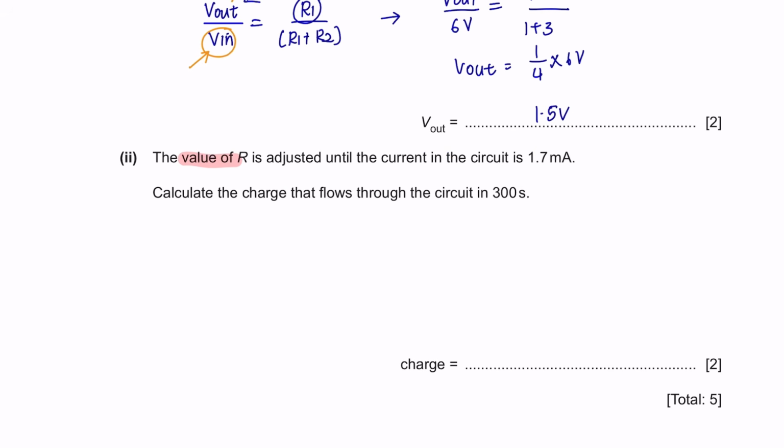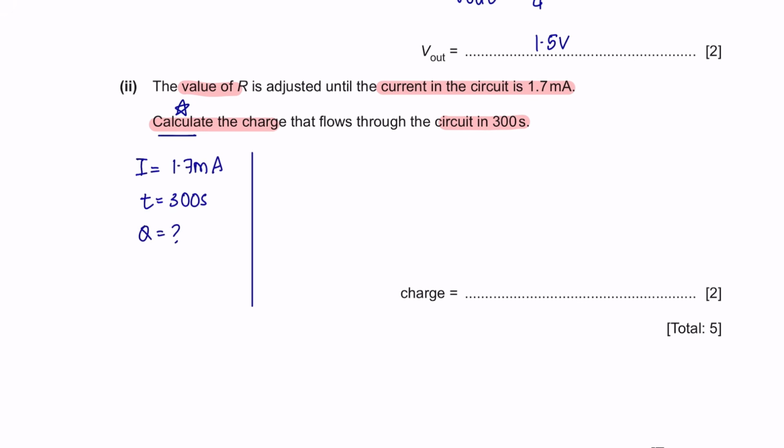Part 2. The value of R is adjusted until the current in the circuit is 1.7 milliamperes. Calculate the charge that flows through the circuit in 300 seconds. Whenever you are given a question to calculate, please list down all the information that you have in the question. You have the current and time and you're looking to find charge. There is a formula related to this, which is Q equals I times t.